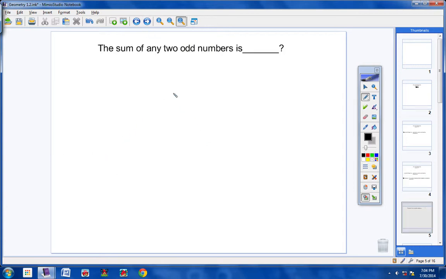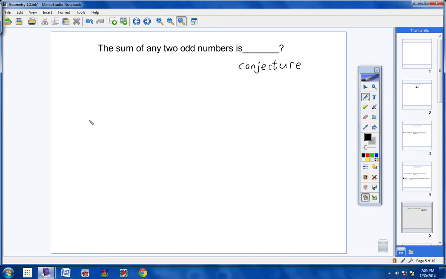Now, I'd like you to copy this statement in your notes and leave a blank right here. Okay, go ahead and copy this down. The sum of any two odd numbers is blank. And I want you to make a conjecture as to what should come in that blank. Now, this is not going to be easy, but if you'll take really good notes, pay attention, and listen to me, I think you can do this, okay? So here we go. The sum of any two odd numbers is blank.